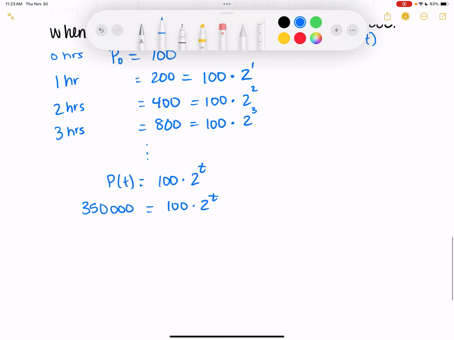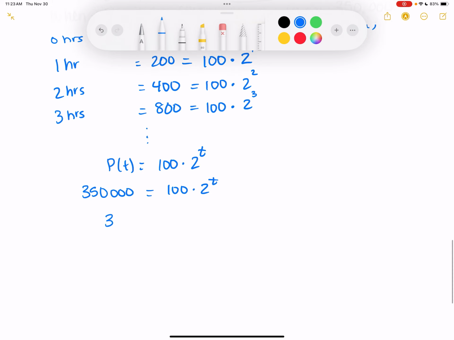So we divide by 100, so that just takes 2 zeros off over here. So that's going to be 3,500 is equal to 2 to the t.